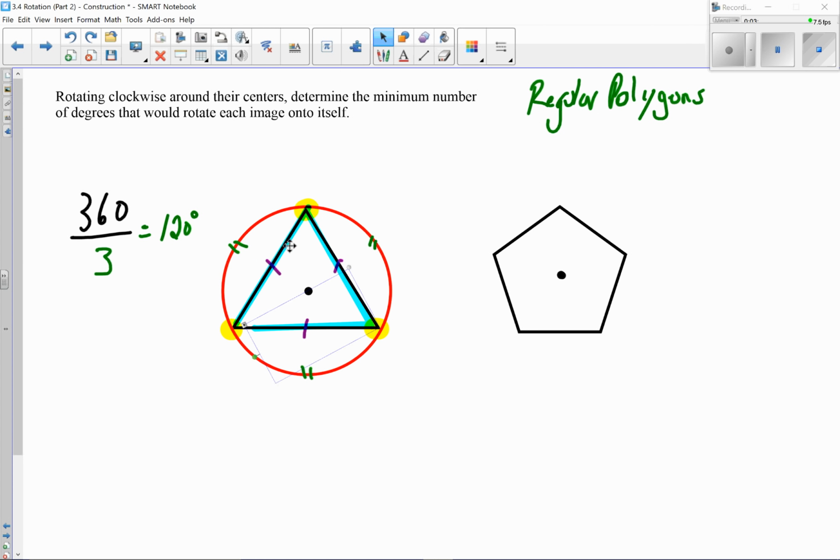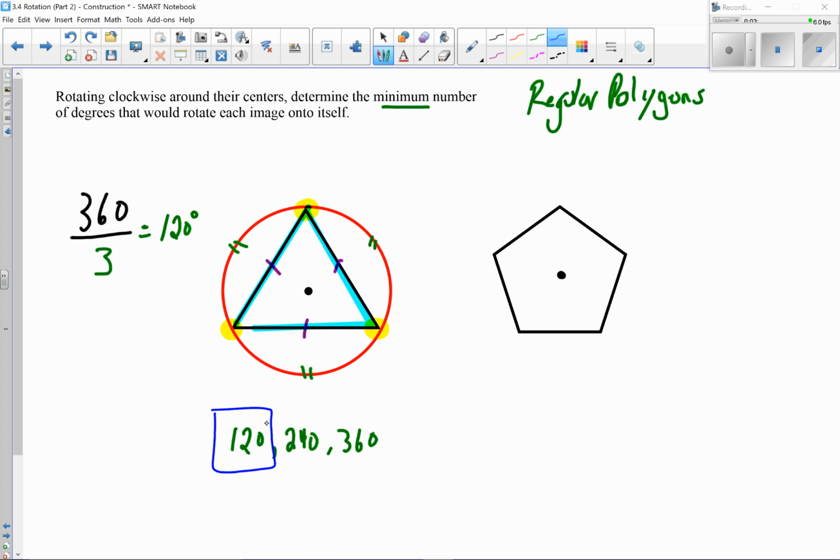If I rotate it once more, another 120 degrees, I would land again looking exactly like this. So I can rotate 120 again, twice, that would be 240, or 3 times, which would be 360. All of these rotations would get this triangle to land back onto itself. The question here asked for the minimum number. Therefore, I only need to say that it is in fact 120 degrees. I should have my degree symbol there. So that's the minimum number.